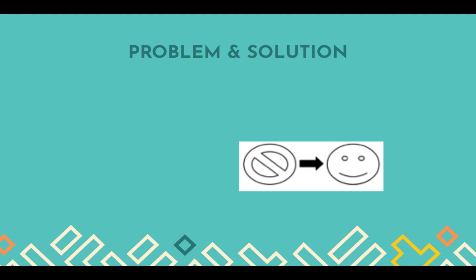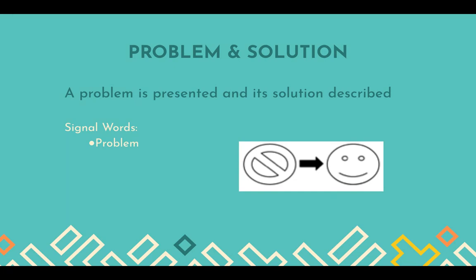And then finally, we have problem and solution. You see here that little circle with an X, that's a problem, not something you want. And then the solution is what makes you happy. So this is where a problem is presented and its solution is described. You might see some signal words like problem, the issue with, a solution, to solve, or consequently. All of those deal with either the problem or the solution. Remember, of course, synonyms to these words might be ones that you want to look out for, but this is a good way to frame your thinking to help you look for that structure.